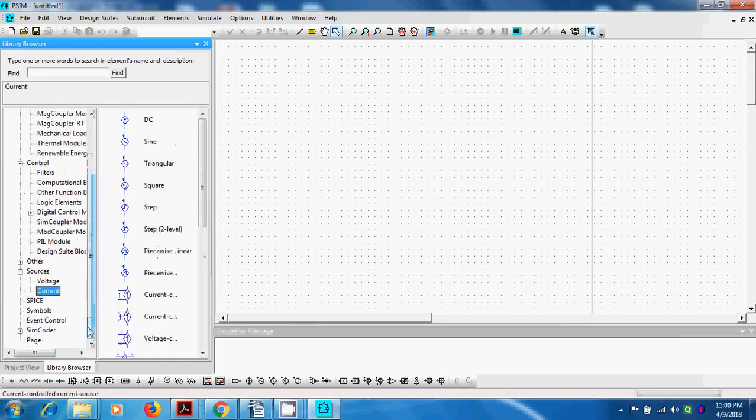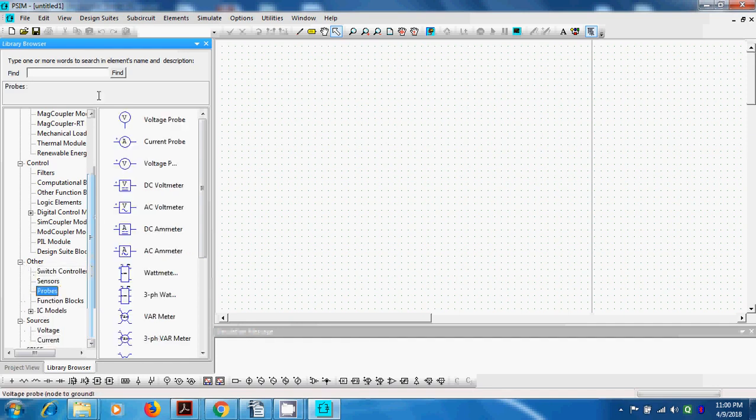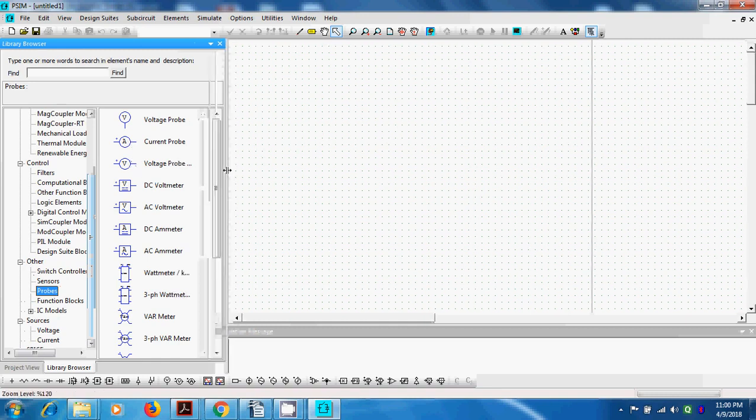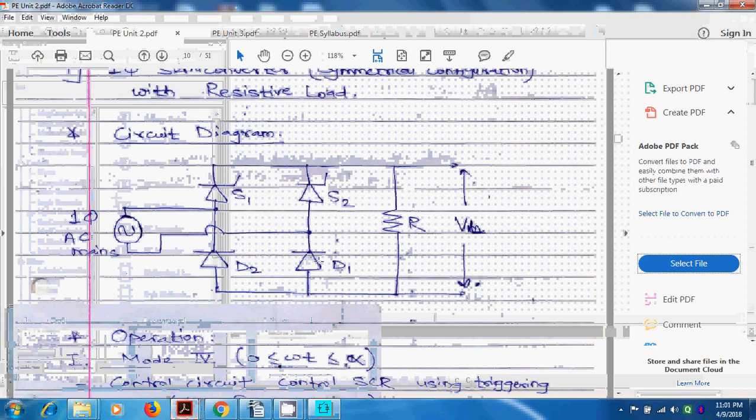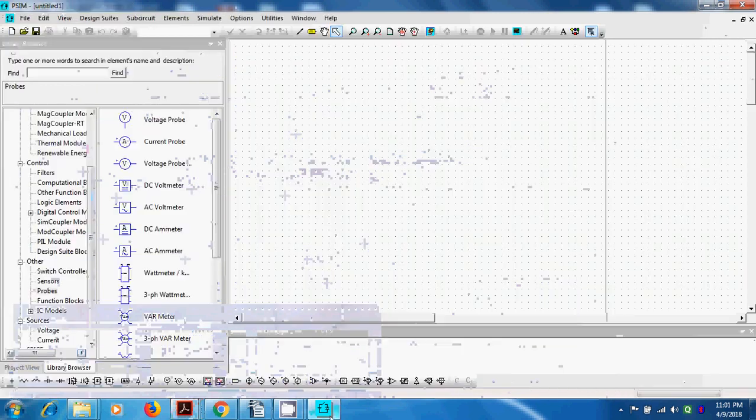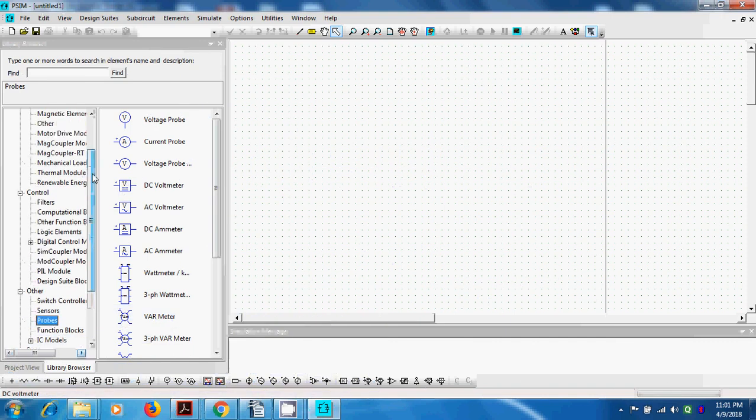After that we have to find out the output voltage across the load. So we are using certain probes. The probes can be the current probe to find out the current waveforms, and the voltage probe to find out the voltage across the load. For that we are using the voltage probe. So let us start making the circuit from this single phase semi converter circuit diagram. We'll start with the source.